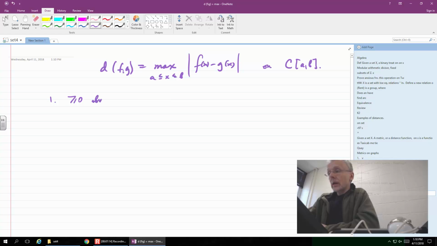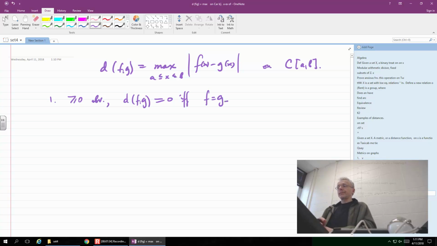That's obvious. The slightly less obvious fact is the second half of the axiom, that d(f, g) is equal to 0 if and only if f is equal to g. Can you prove this?